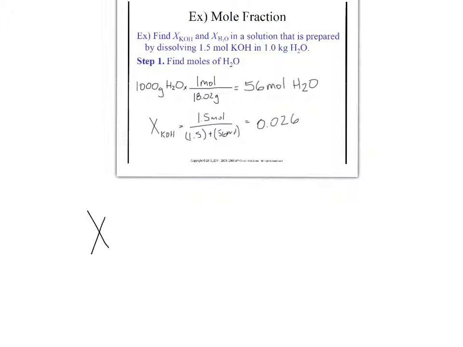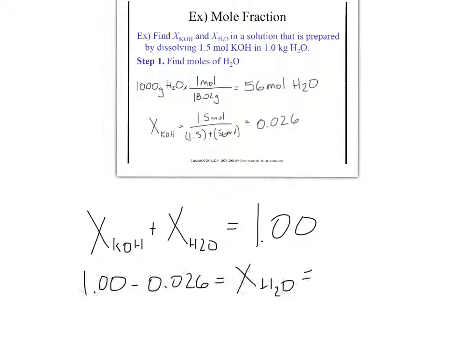And so the mole fraction of potassium hydroxide plus the fraction of water should, in theory, equal out to be 1. If it doesn't add up to be 1, that means we did something wrong. Because if we've got a certain system, it's impossible for it to be more or less than 100%. And so then if we subtract 0.026 from 1 from our total, we would get our mole fraction of water, and we find that it's 0.974.